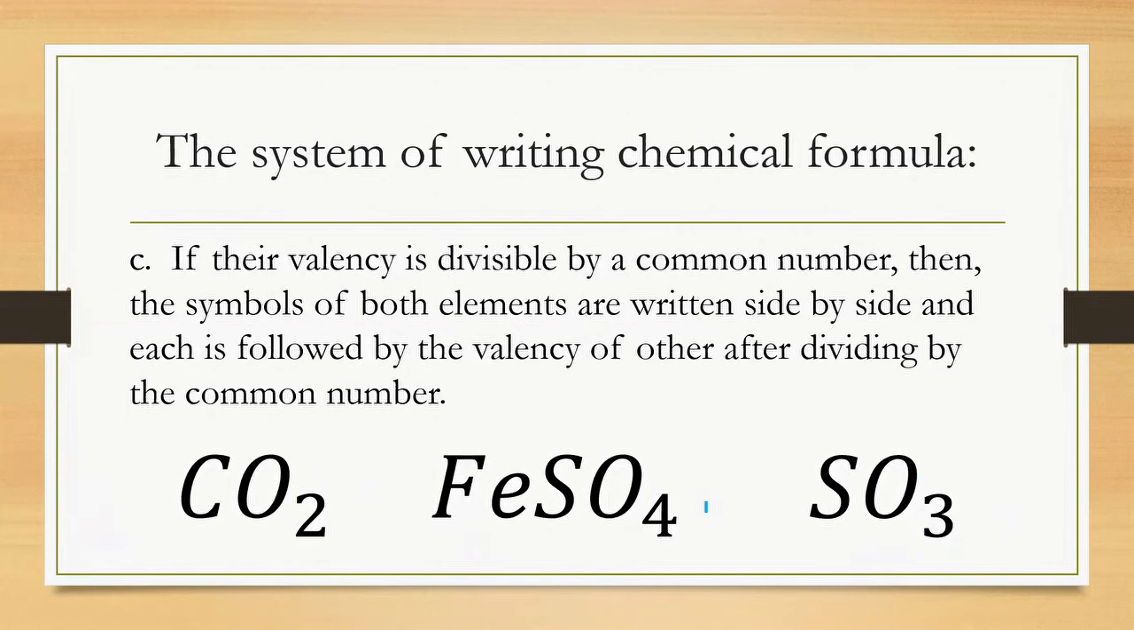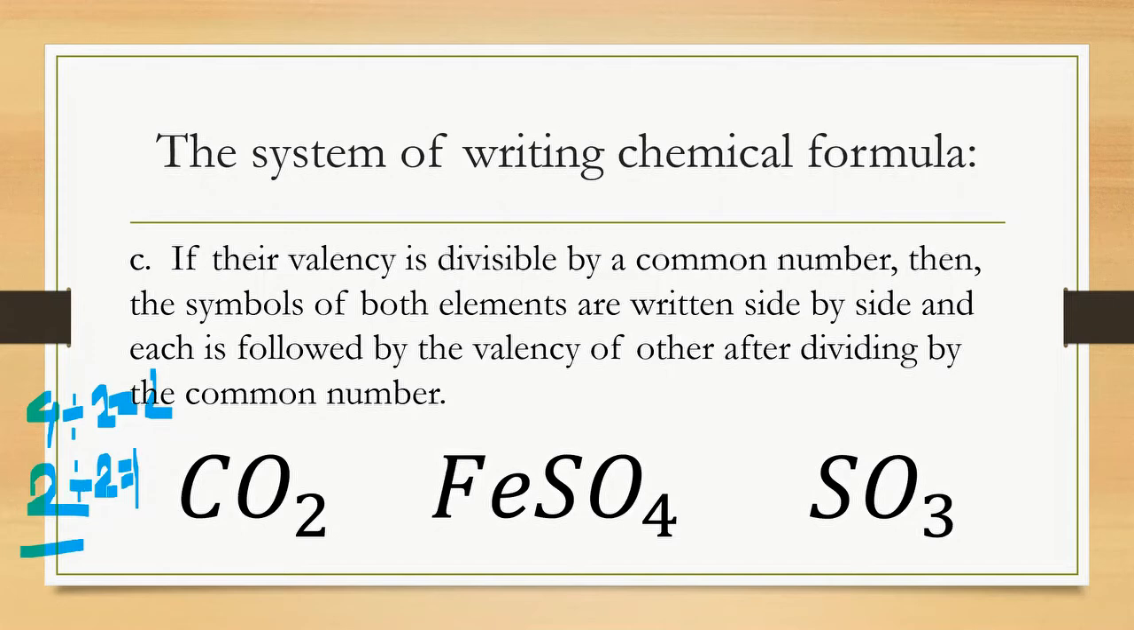This is another rule for writing chemical formulas. And there is another rule: if their valencies are divisible by a common number, then the symbols of both elements are written after dividing. For example, the valency of carbon is 4 and the valency of oxygen is 2. The numbers are divisible by 2. When we divide 4 by 2, it is equal to 2, and when 2 is divided by 2, it is equal to 1.